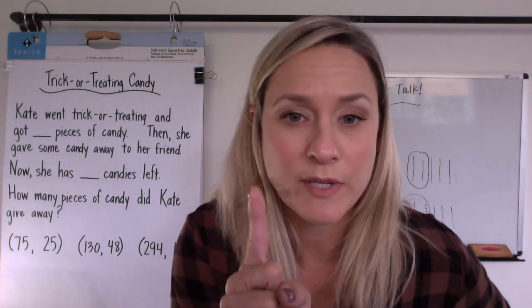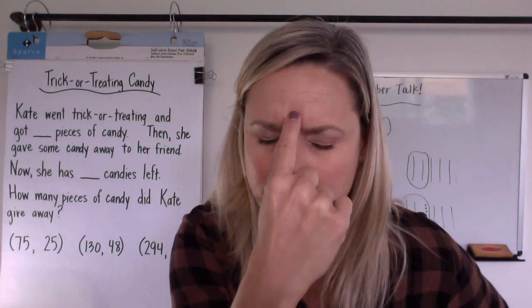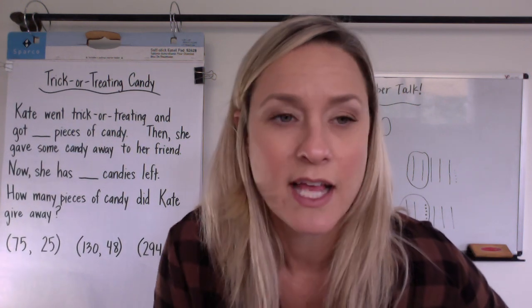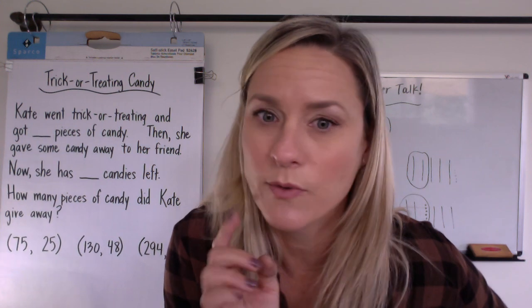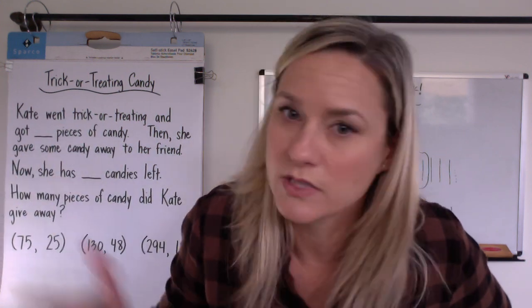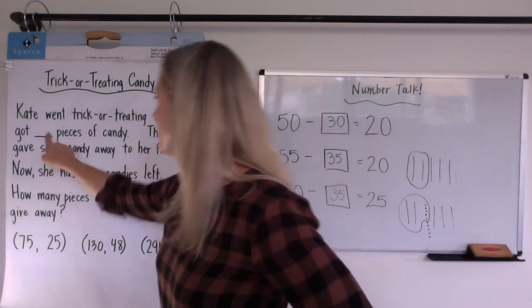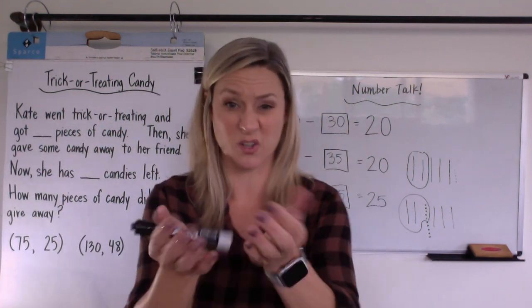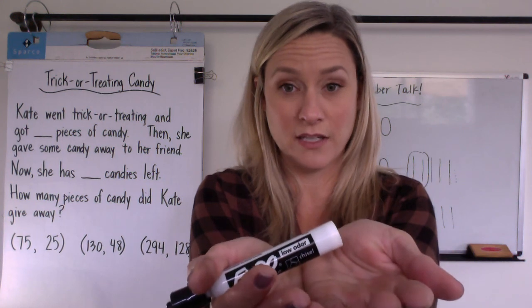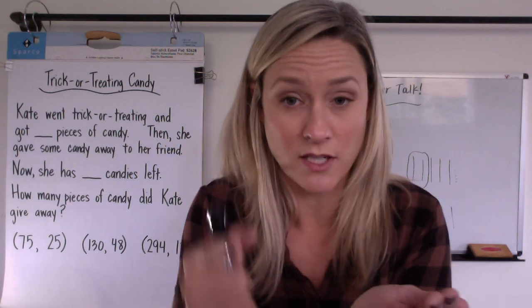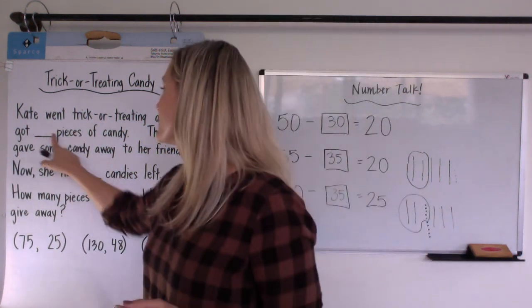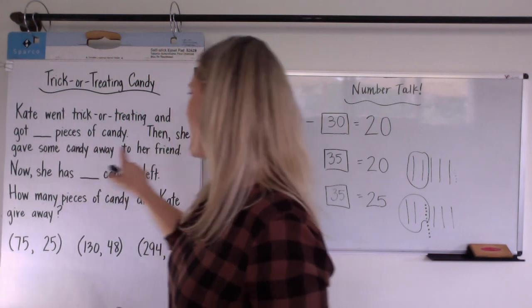Okay, let's reread the story. We've got to make sure we've got the picture in our minds, right? You have to have the picture in your mind. Otherwise, we start getting stuff wrong. All right, so Kate went trick-or-treating and got 75 pieces of candy. All right, so 75 pieces for Kate. Good job, Kate. Knocked on a lot of doors, right? So then she gave some candy away to her friend.